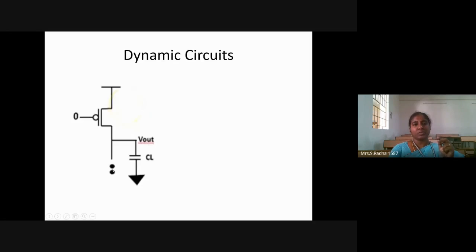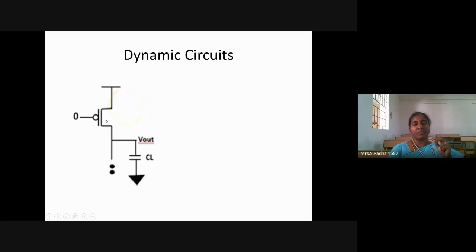In dynamic CMOS, we will have one PMOS transistor. This dotted part indicates only the NMOS transistor design. Only with NMOS transistors, what all the things you will do. So that is about this dotted part.